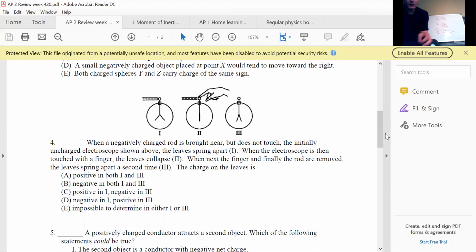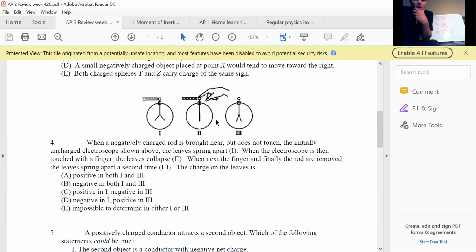If we bring a negatively charged rod close to a neutral conductor like this, the negative charges in this rod are going to repel the negative charges in this conductor. The effect of that is the negative charges are going to be pushed really far away, into these leaves. And the positive charges are going to be brought close to this rod. So the leaves are going to be negatively charged because of this charge repulsion happening here. And so in the first picture, the leaves are negatively charged.